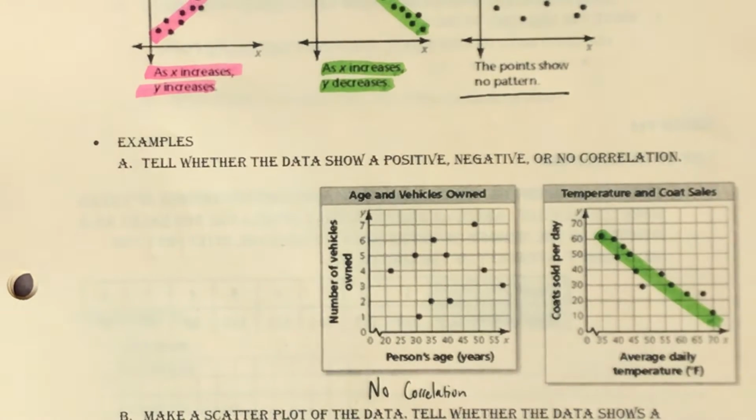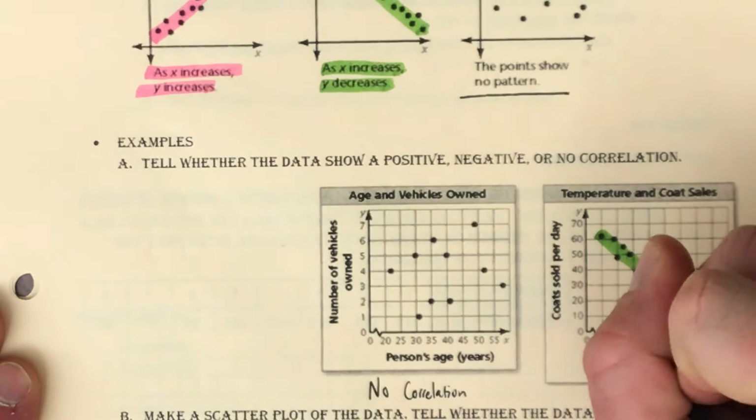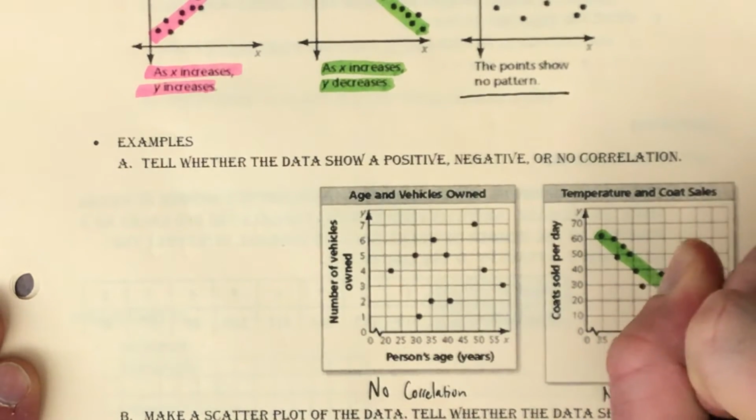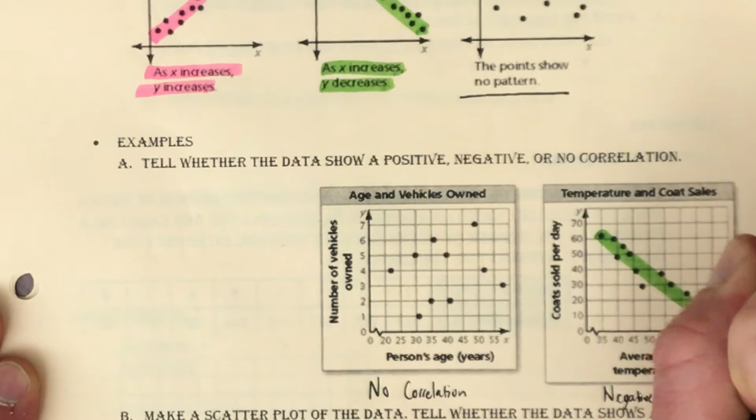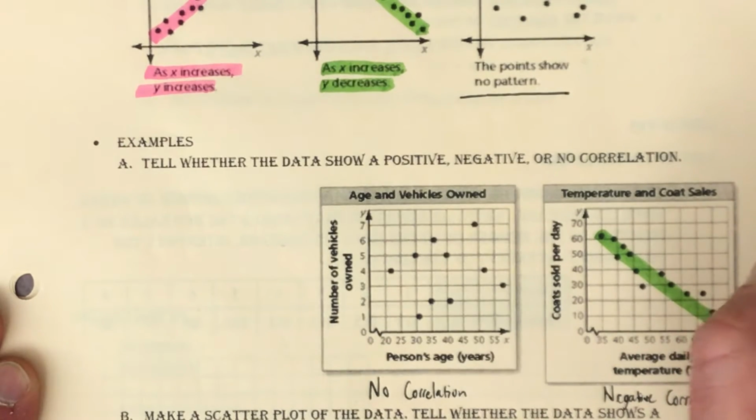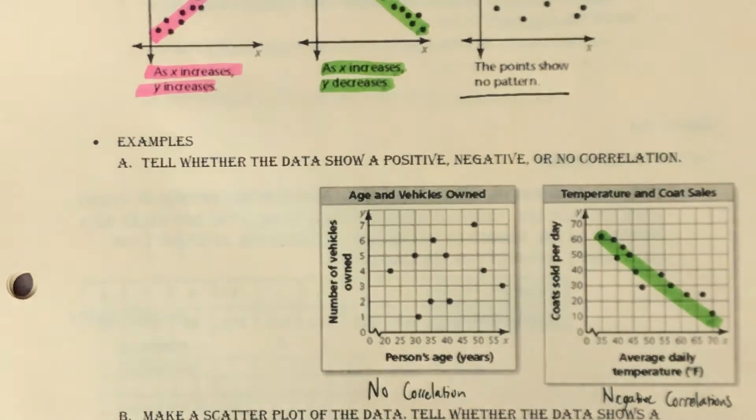y is decreasing. So when I look at that, that looks the most like negative correlation. And so I would say, hey, this has a negative correlation. As x is increasing, the temperature is getting warmer, right? The amount of coats being sold is going down.